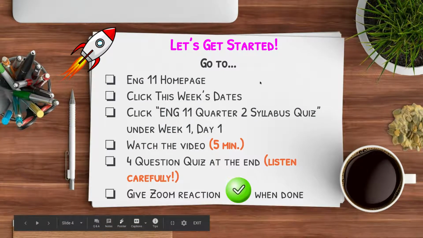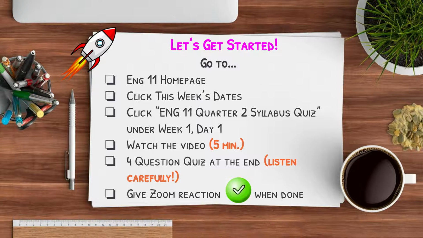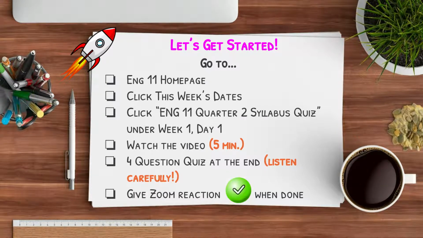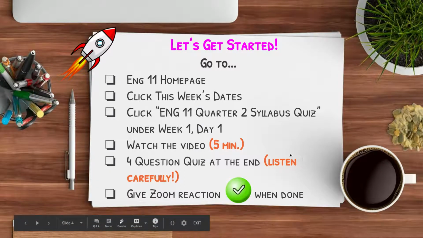All right, so first let's talk about your quiz. If you go to the English 11 homepage, click on this week's dates. Again, you'll see that item that says English 11 Quarter 2 Syllabus Quiz under week 1, day 1. Once you open that, you'll see that there's a video that you watch. It takes about 5 minutes to watch, and then answer the 4 questions that are underneath the video. You could always go back and rewatch parts of the video if you're unsure of an answer. Please make sure you're listening carefully to the video as well, so you get all the correct answers.